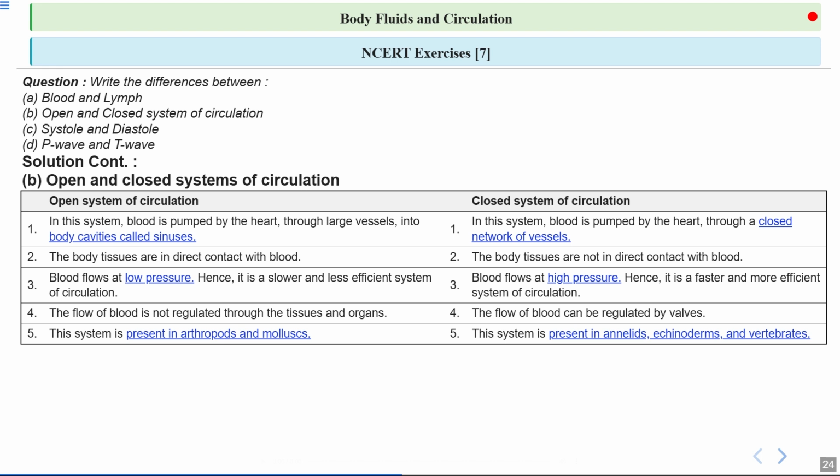In case of open system circulation, the flow of blood is not regulated through the tissues and organs, and in case of closed circulatory system, the flow of blood can be regulated by the valves. So these valves stop the backflow. Now, open system circulation is present in arthropods and mollusks, and closed system circulation is present in annelids, echinoderms, and vertebrates.